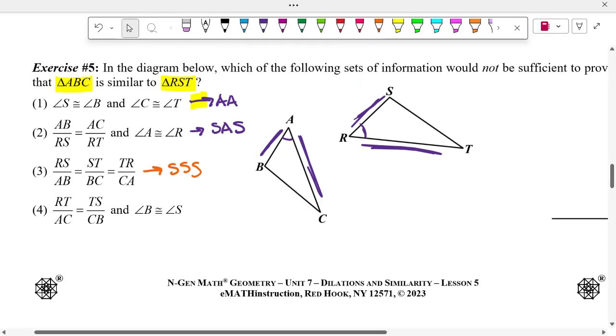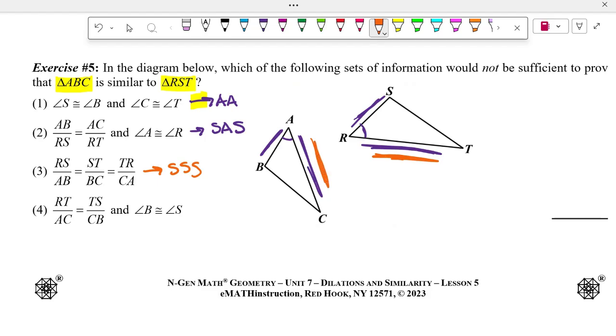The fourth one, though. So they gave us the sides RT and AC. They also gave us the sides TS and BC. And then they gave us the angle B and S. Is that enough to prove similarity? No. Because the postulate that's actually showing is the one word that I said we do not want in this class. It's SSA, which you can spell that backwards in your head all you want. All right? SSA doesn't prove jack diddly.